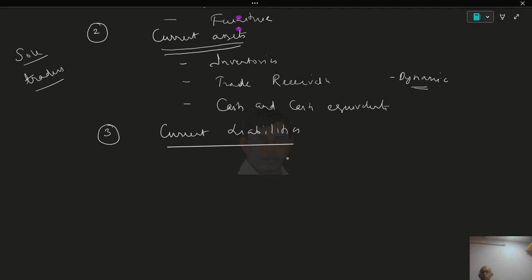What are current liabilities? Current liabilities are, see, trade payables. Okay, so what are trade payables? Credit suppliers. So you have purchased goods on credit, you have to pay them after some time. So maybe after 30 days, after 35 days, 40 days, 45, whatever. It is payable within a period of 12 months. So this also within 12 months.